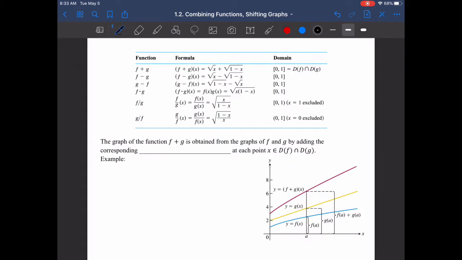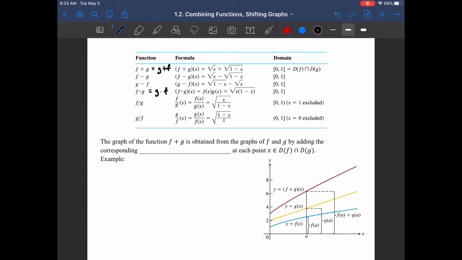Next page here, we have a summary of all the different things we could do to combine these two. There's f plus g, f minus g, g minus f, f times g, f over g, g over f. We don't have g times f because that'd be the same thing as f times g. It doesn't matter which order we multiply them in. And that's also why we don't have g plus f, because f plus g and g plus f equal that, right? So this equals g dot f, and this equals g plus f. So we have all the possible combinations we can do there because those two equal each other.